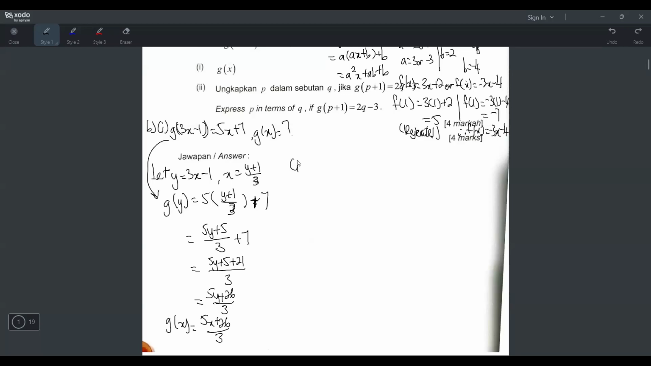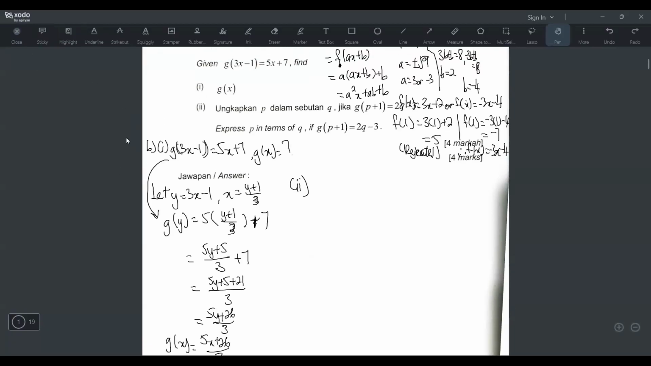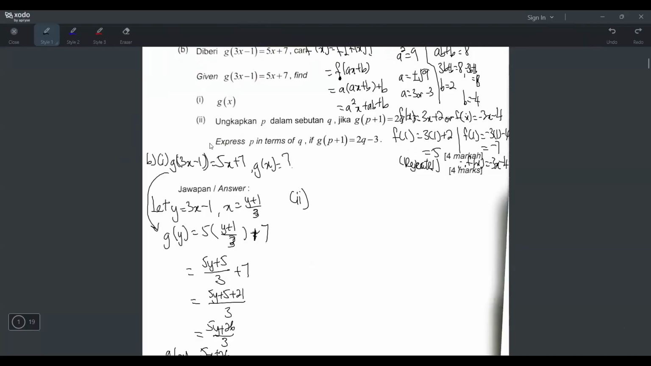Okay, there's no undefined case for this type of function because the x duduk bawah. If the x got x dekat bawah sini, then you have to write the undefined case. But this one don't have. Now let's continue with number 2.